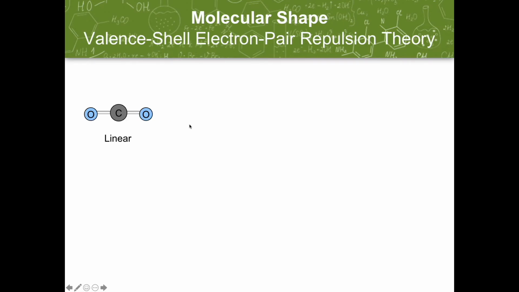The next shape is what we call the bent shape or the V shape. As you can see here, there is also one central atom and then there are two atoms bonded to our central atom. However, in the central atom, we have two lone pairs of electrons. So if that's the case, our general formula would be AX2E2, because you have two lone pairs of electrons. That will give us the bent or V-shaped molecule.